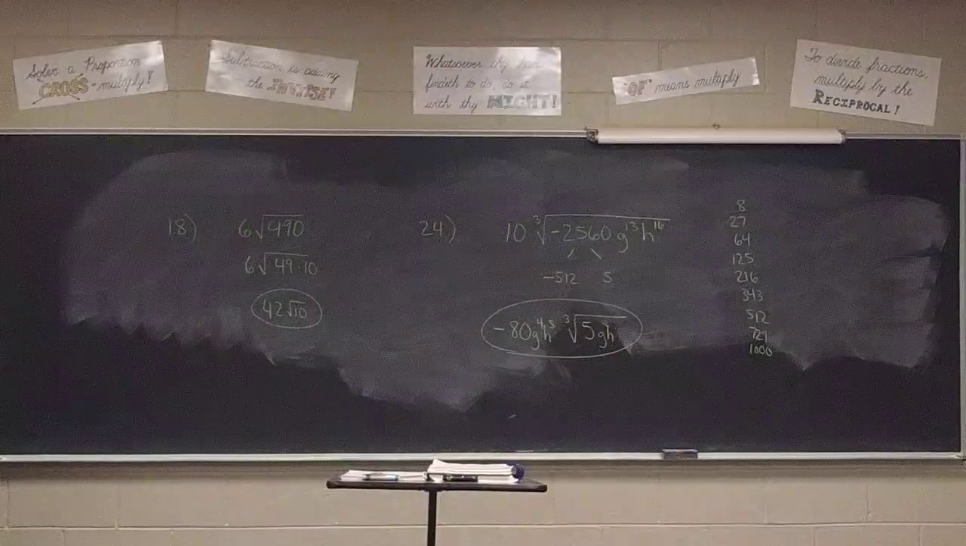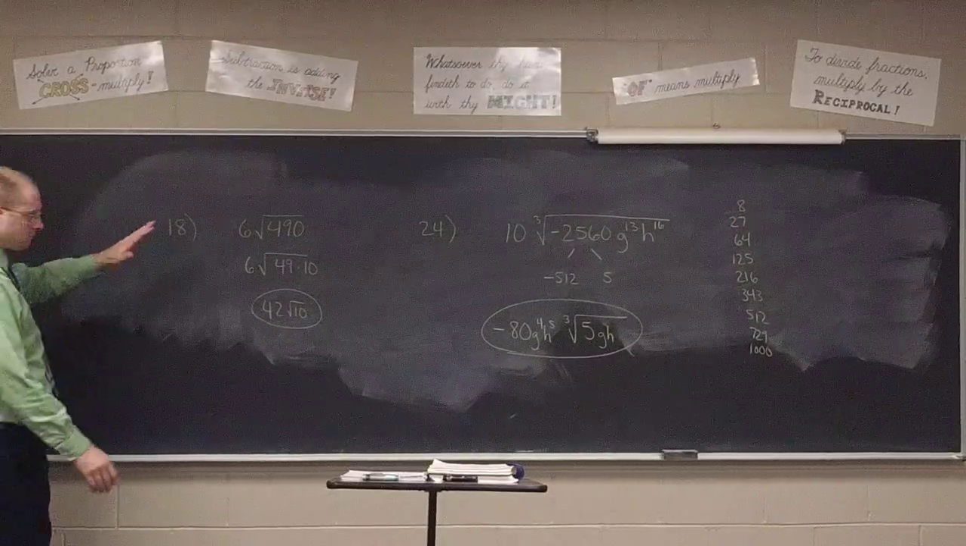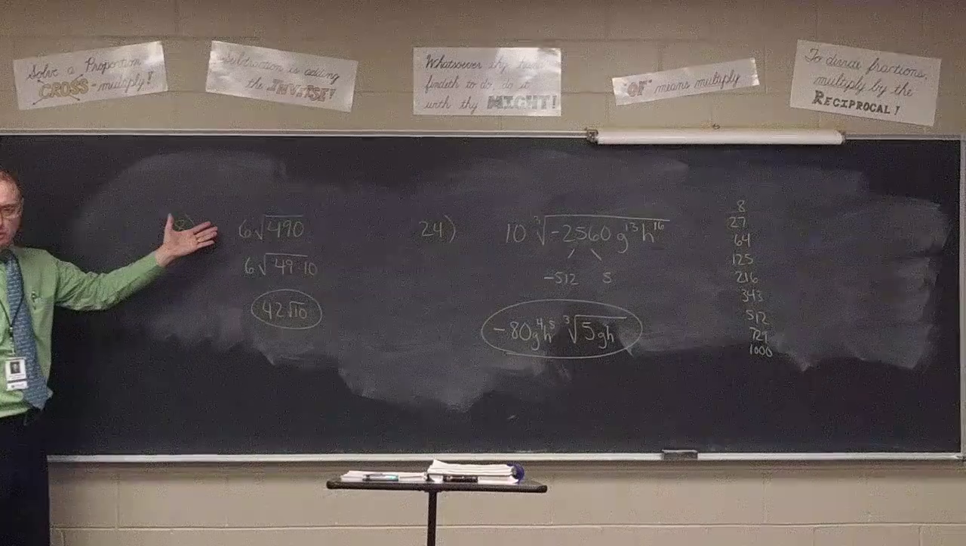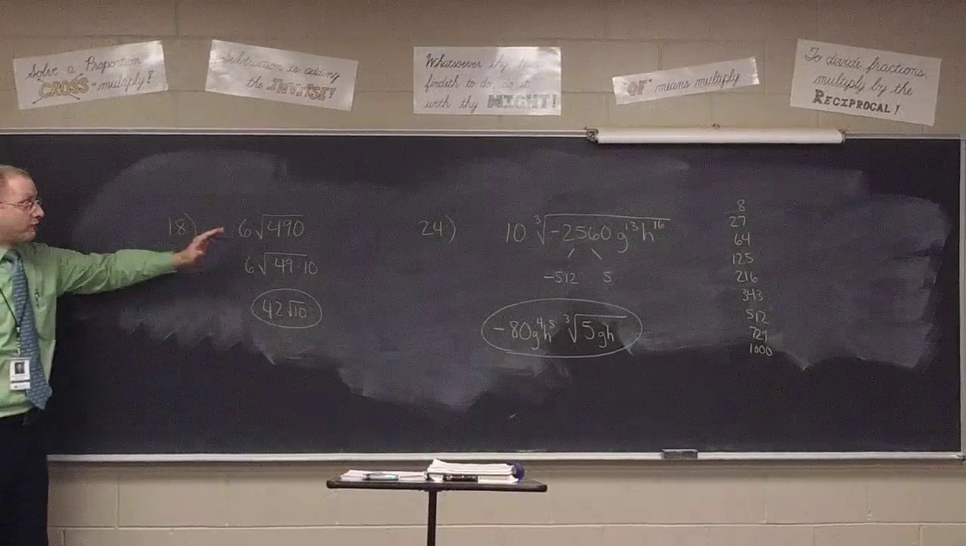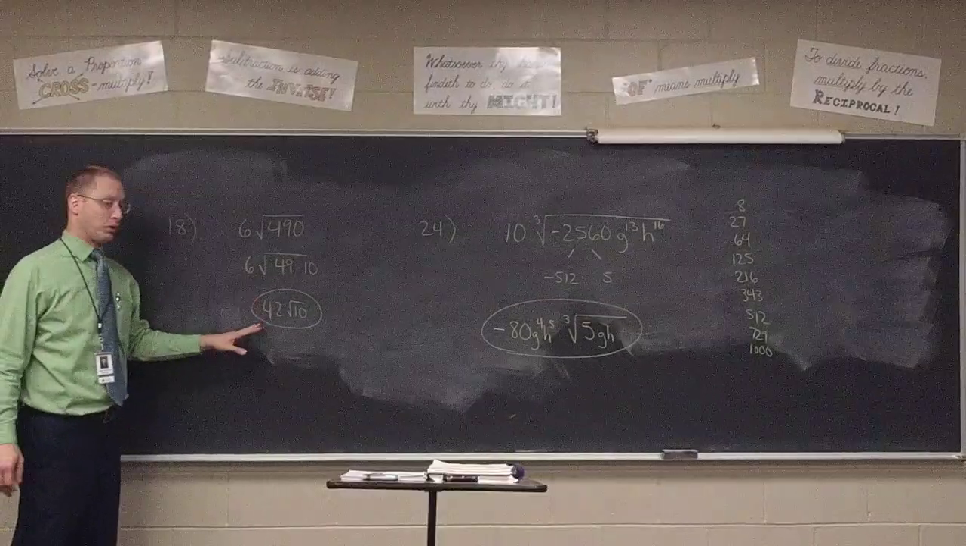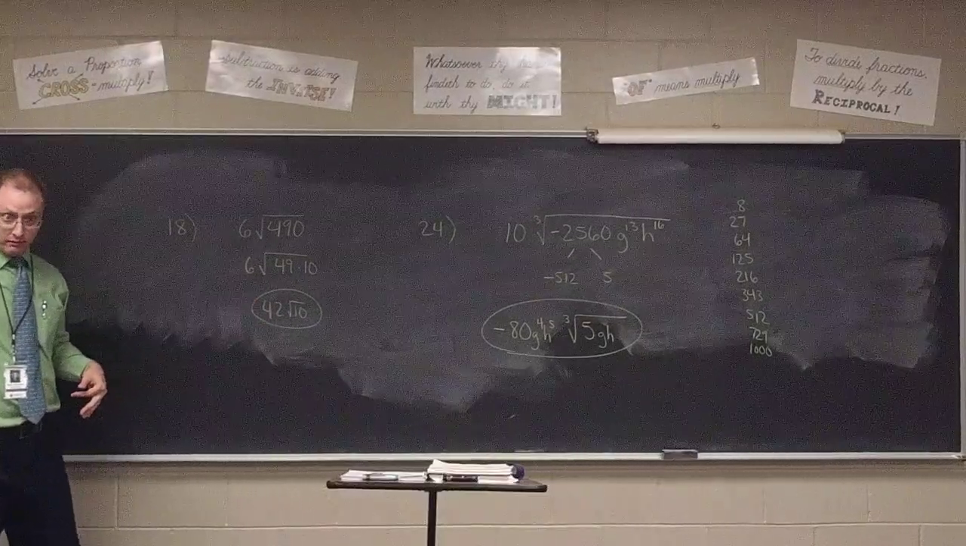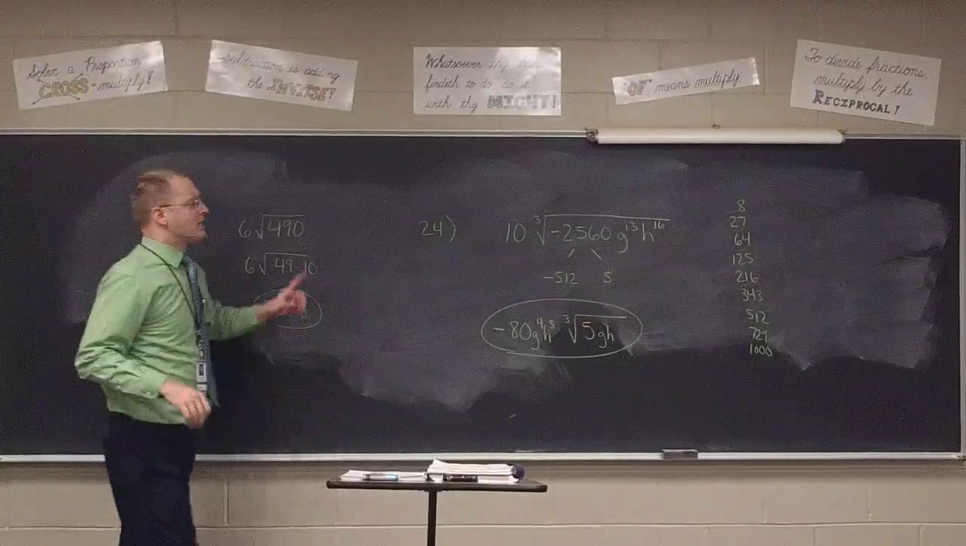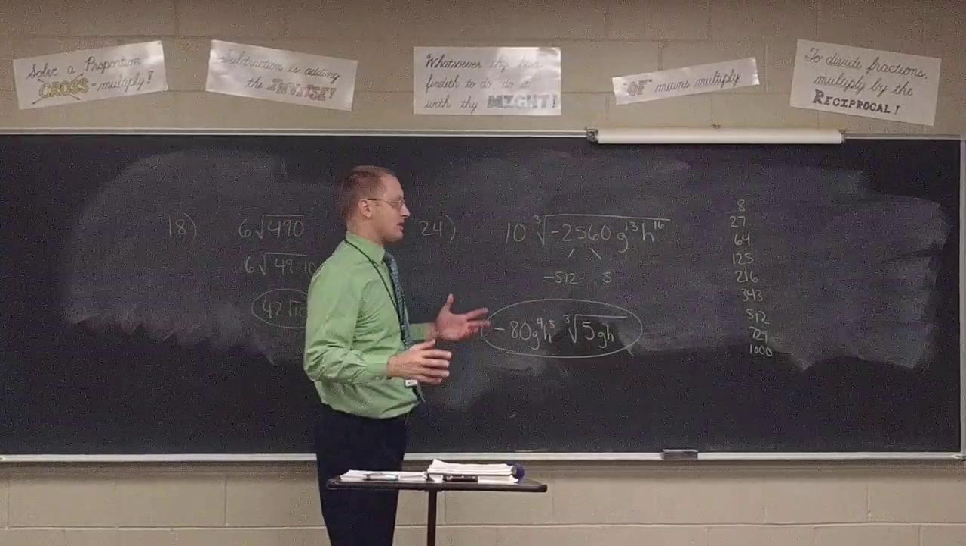For sake of time, go ahead and put your pencils down. Let's see how you did on these. Pencils down. Number 18 should have been pretty straightforward. 6 times the square root of 490, right? And 49 times 10 kind of should have been screaming at you. Pull out the 7, 42 times the square root of 10. Everybody good on 18? All right? Yes, okay, good. Number 24 is just nasty, right?